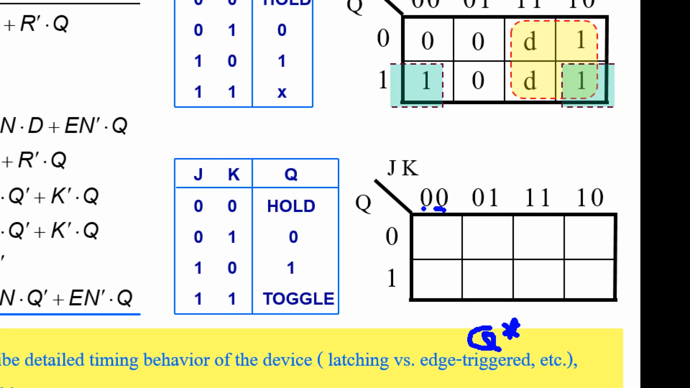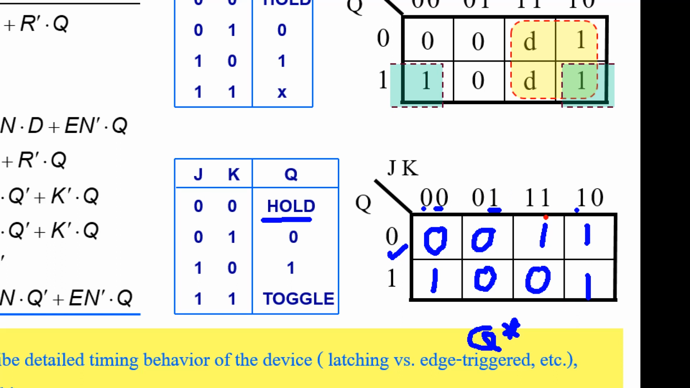Okay, Q star. For example, when JK is 0, it is hold mode, right? That means if the current state is 0, the next state is 0 also. If the current state is 1, the next state is 1. And when we apply 0, 1, now K is 1, it's reset, right? So Q star is 0. 1, 1 is toggle. That means if the current state is 0, toggling makes Q star become 1. If the current state is 1, it changes to 0. And for 1, 0, J is 1, it's set, right? So Q star is 1.